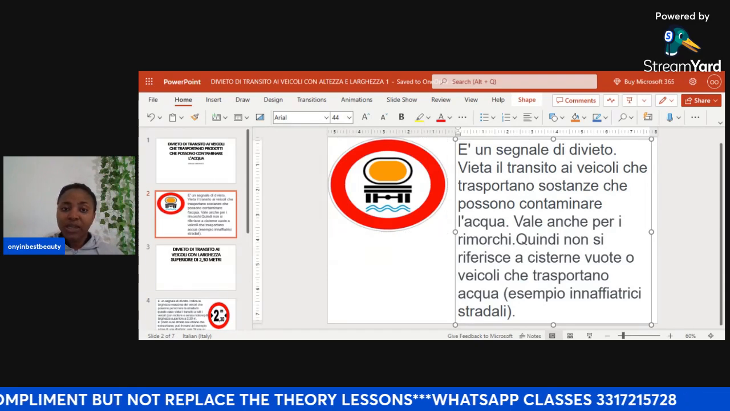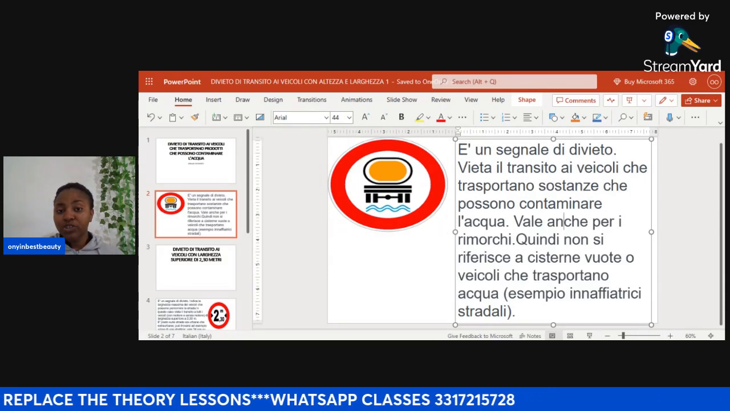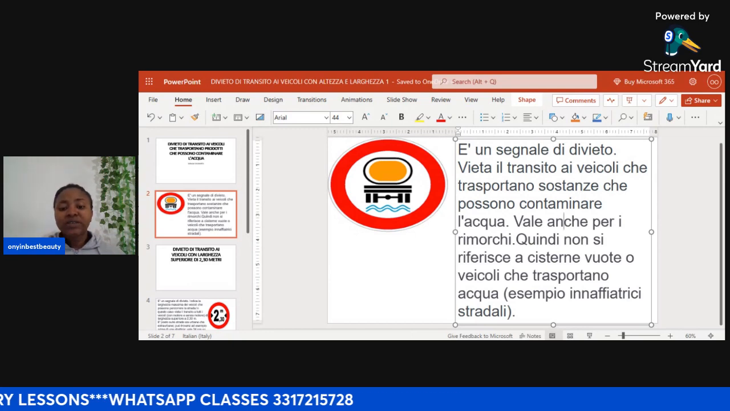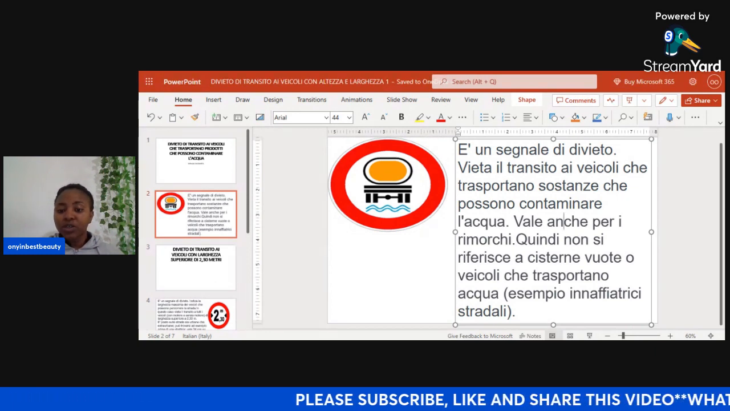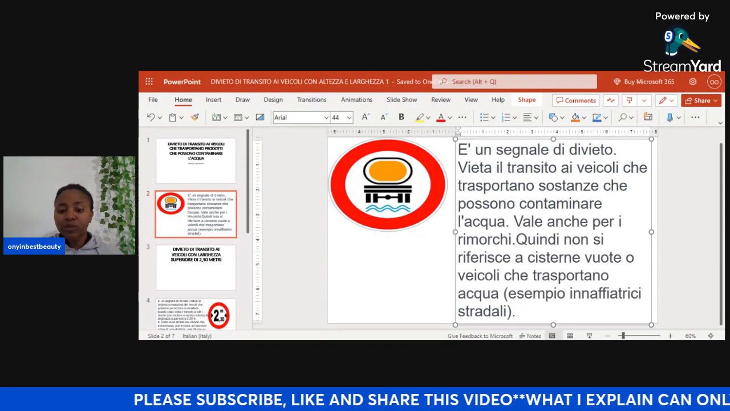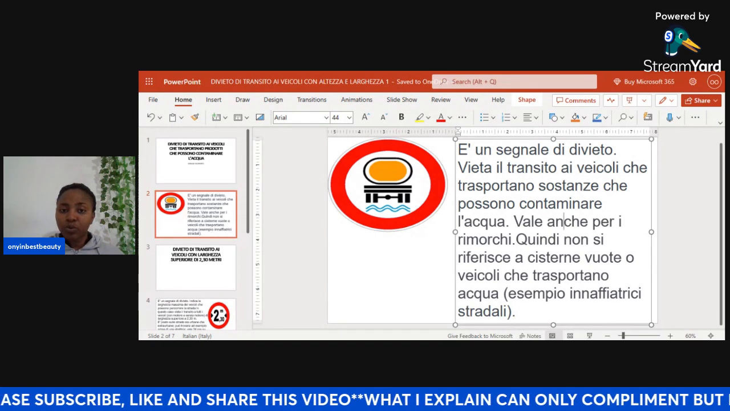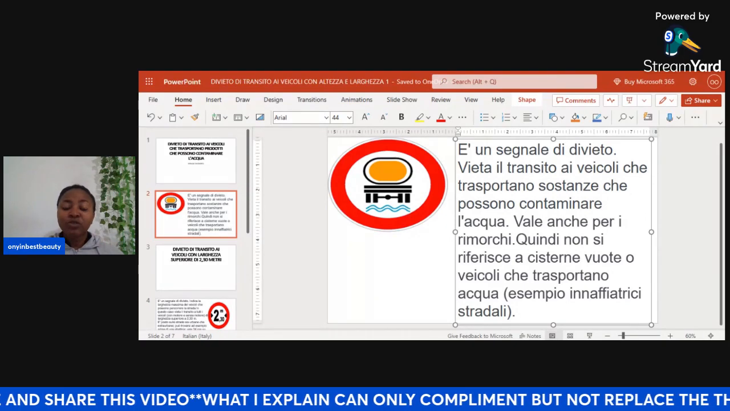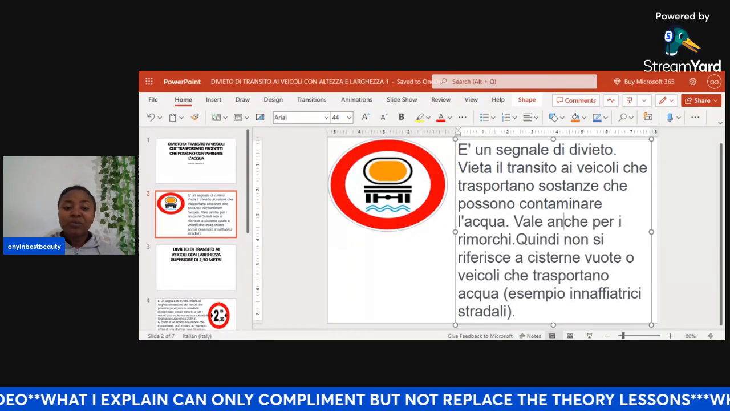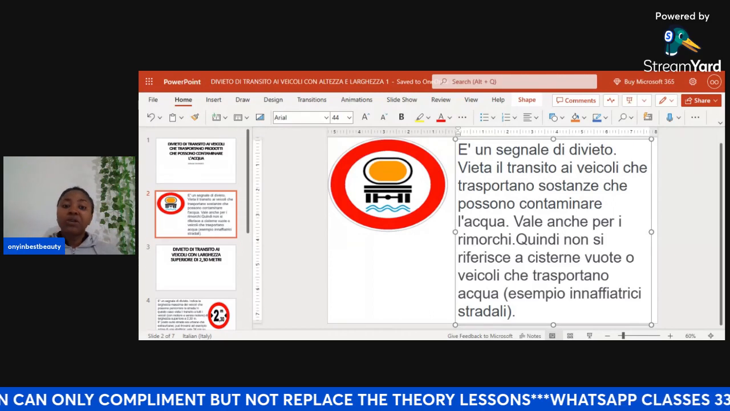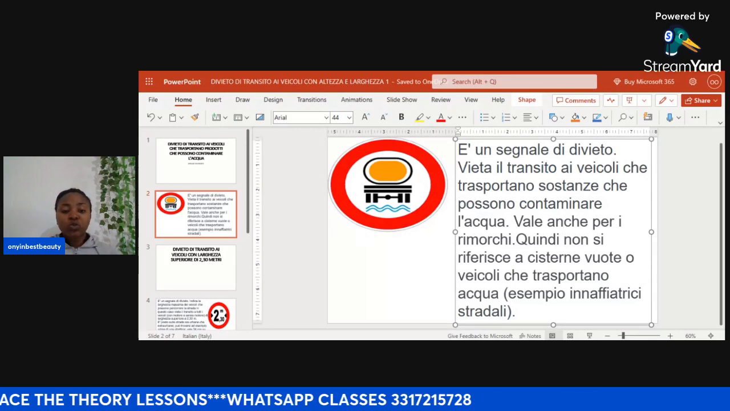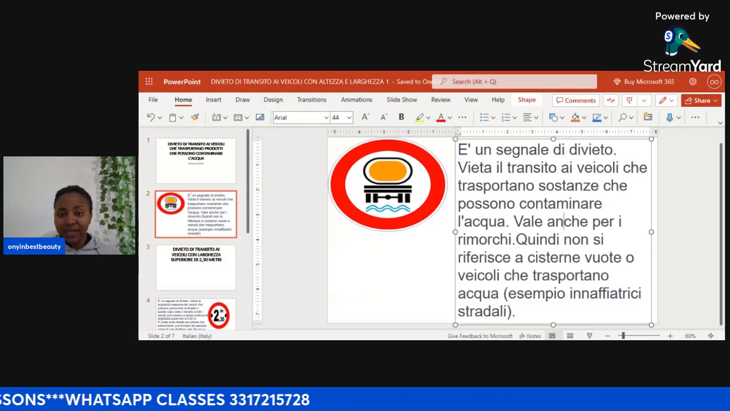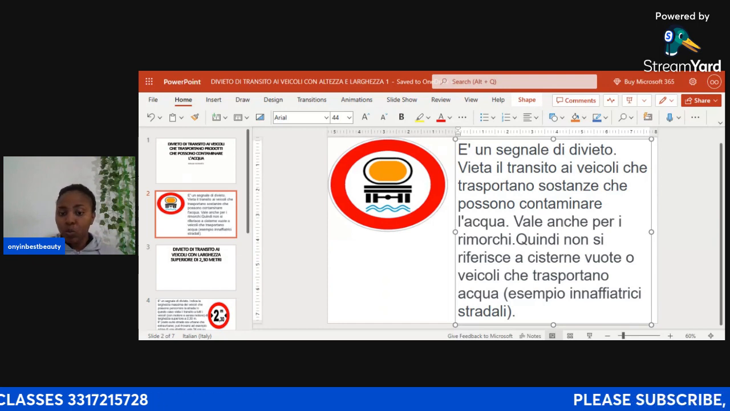Vale anche per rimorchio. Now, this sign is valid even for rimorchio, which is trailers. Quindi non si riferisce a cisterne vuote. So it does not refer to an empty tank, or to veicoli che trasportano l'acqua, vehicles that transport water. When seeing the sign, what comes to your mind? If you do not know the meaning of the sign, you might think it's those types of vehicles that carry water, and that they are not allowed to enter. No, it's not referring to that type of vehicle.